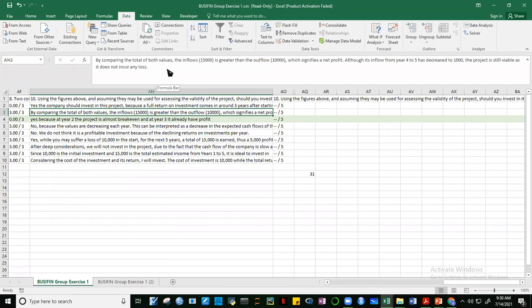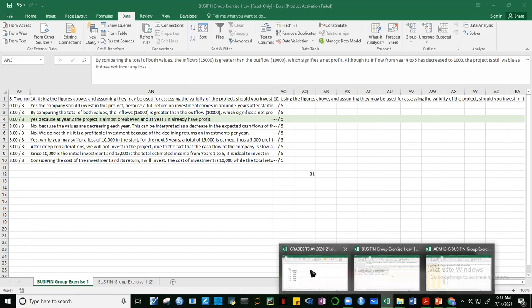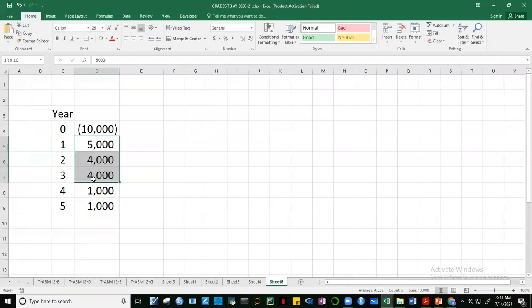Here, by comparing the total values greater than, okay, this also makes sense, no? It's inflow from year 4 to year 5 decreased to 1,000. Viable pa rin. Okay, this is a good answer also, guys. In a sense, may katuwiran naman tong answer na to. Bakit? Kasi if we add all of this, 13, 14, 15, 15,000 lahat ng inflows, no? Compared to 10,000 yung outflow. So, it makes sense kasi ang net cash inflow natin is 15,000 versus only 15,000 inflow versus 10,000 outflow. Okay? So, that also makes sense.